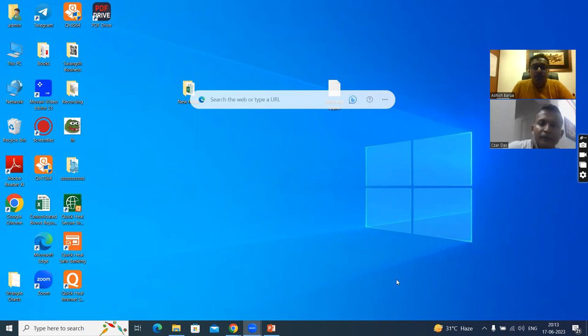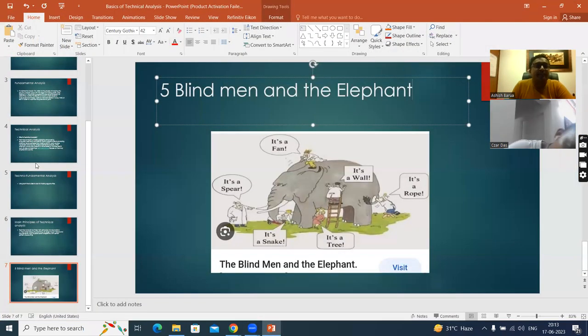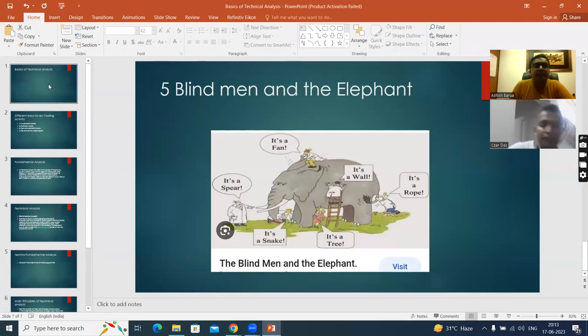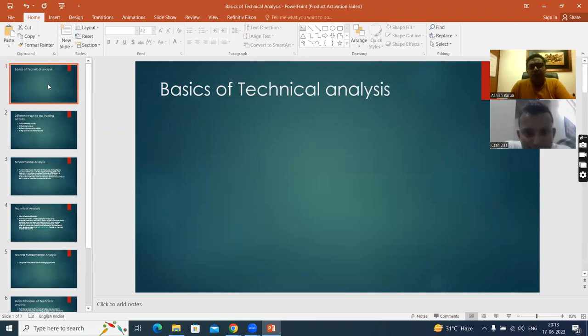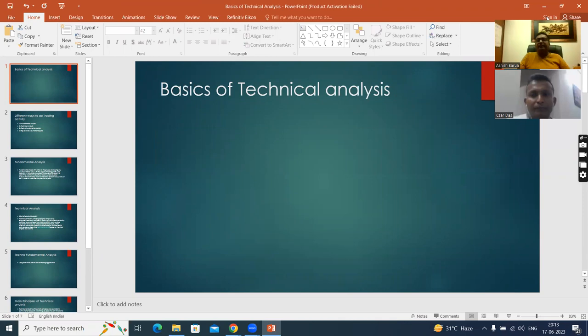So today we'll be starting the basics of technical analysis. Before going directly to the chart analysis, that the candle chart is this, the line chart is this, and all these things, before starting that, we'd like to just touch upon what different aspects there are in the market.